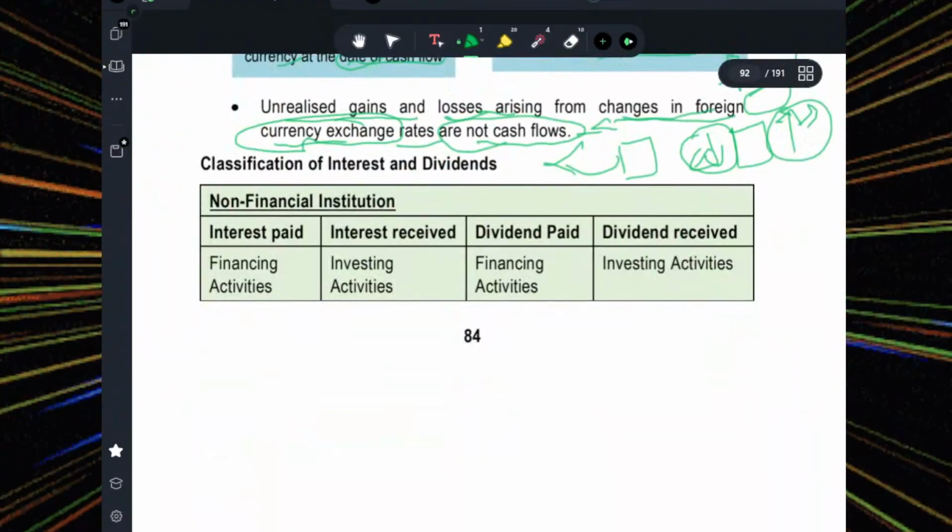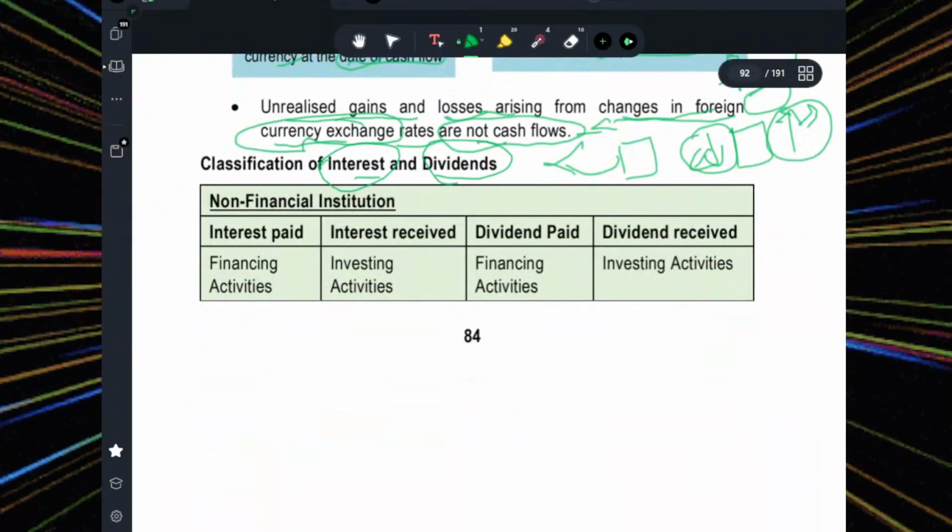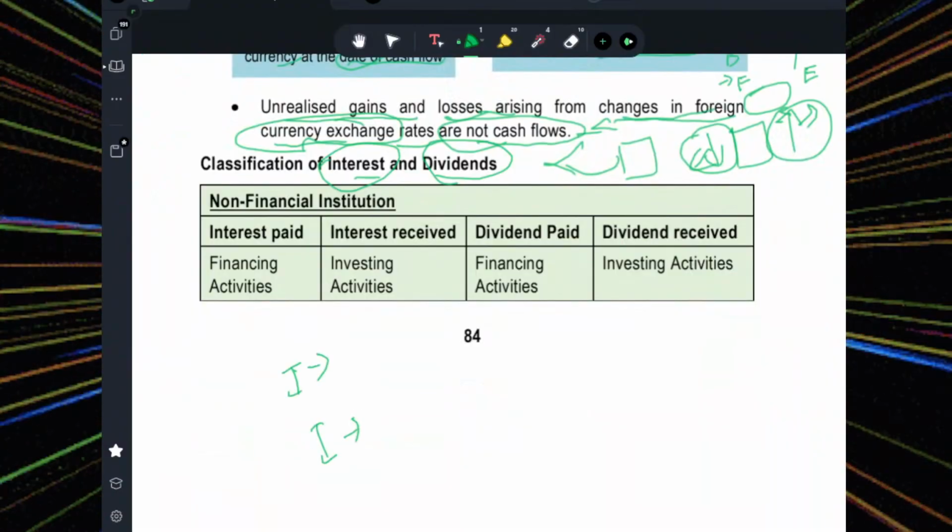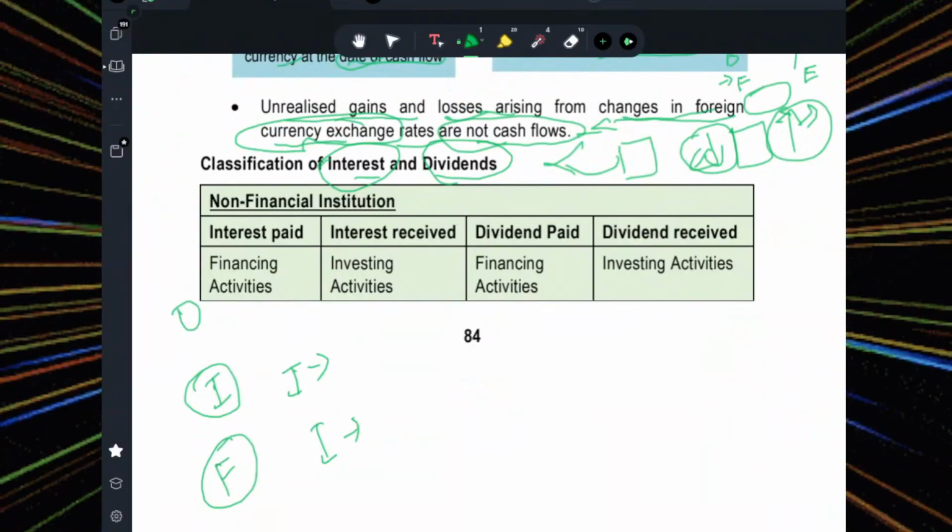The classification of interest and dividend. How do you classify interest and dividend? Interest can come from operating, investing or financing activity. These are the three parts where the interest comes from. Dividend is the same thing.